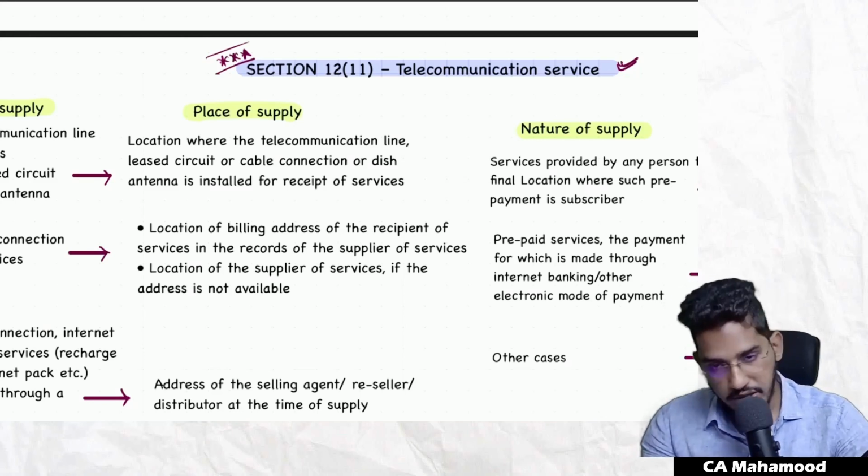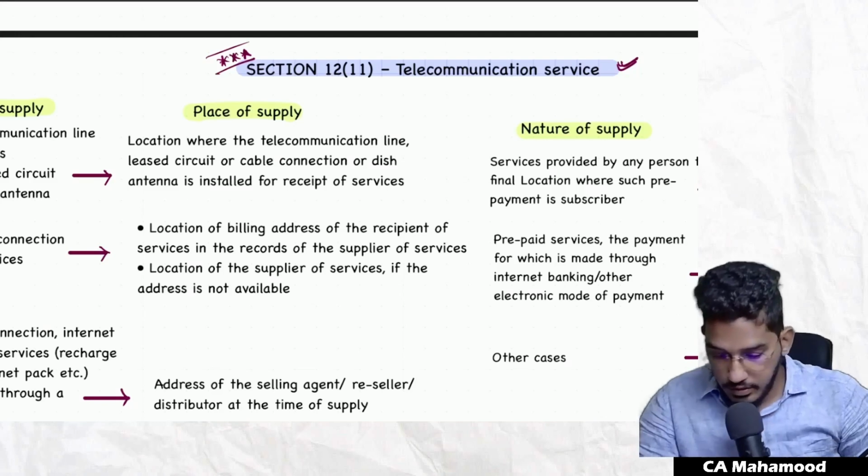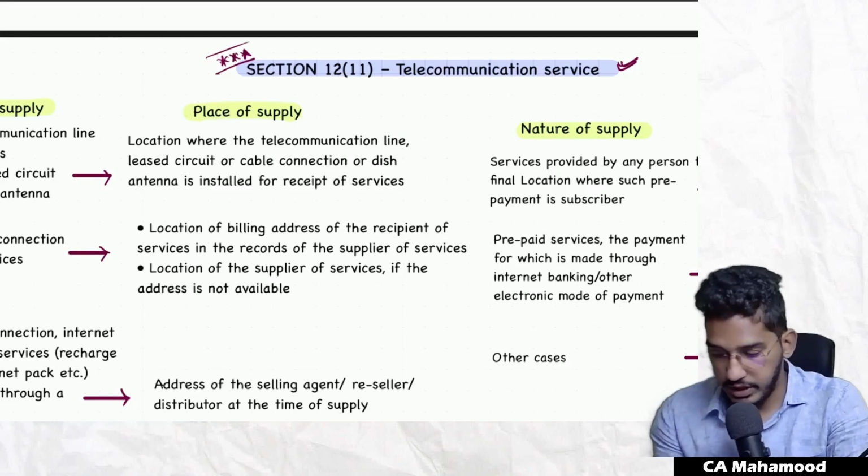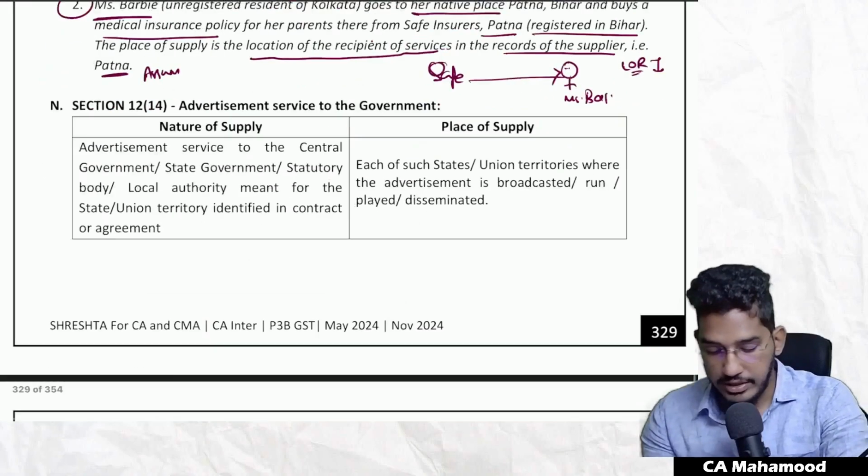Shall we do it, everybody? So let us do it now. So let us come to 12 subsection 11, determining place of supply for telecommunication services. So this we will try to understand.